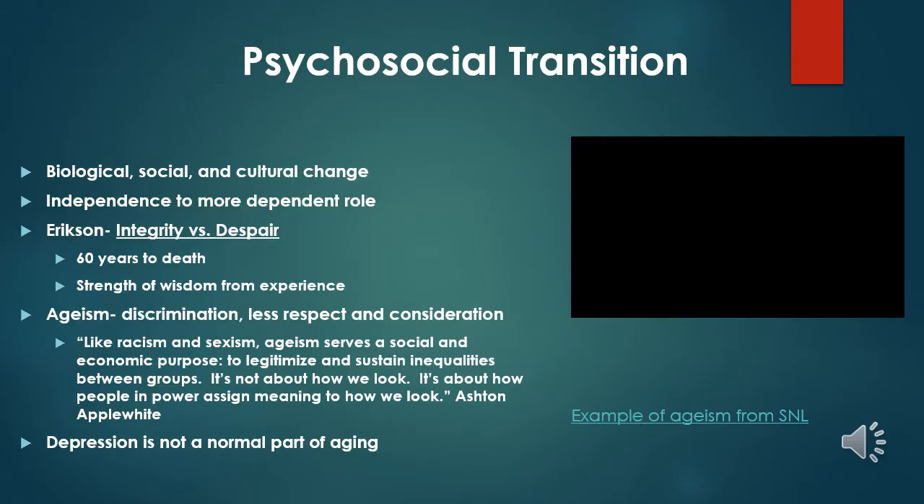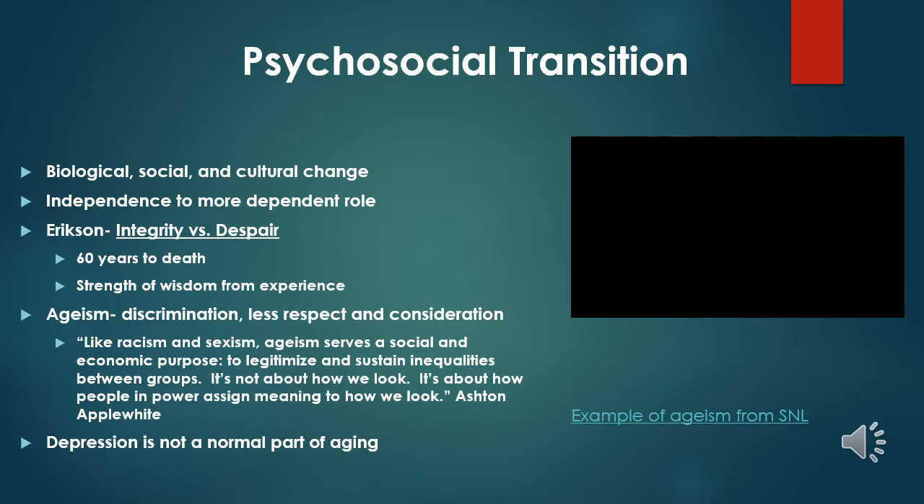Okay, psychosocial transition. This is a large transition, just like any other developmental stage. It is a transition not just biologically for them, but also socially and culturally. They went from a very independent population of regular young adults and even older adults to a more dependent role. They often need more help with basic ADLs, and as you can imagine, that can take a toll on someone psychosocially. The theorist Erikson still comes into play here. The stage here is integrity versus despair. This stage starts at 60 years and goes until death, and it notes the strength of wisdom from experience as a positive for this stage.